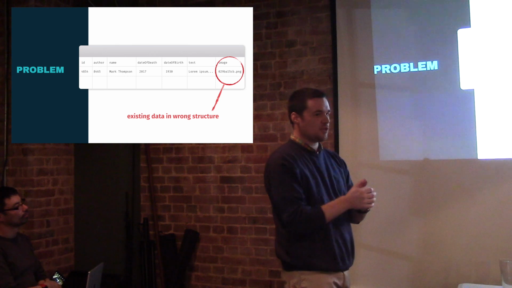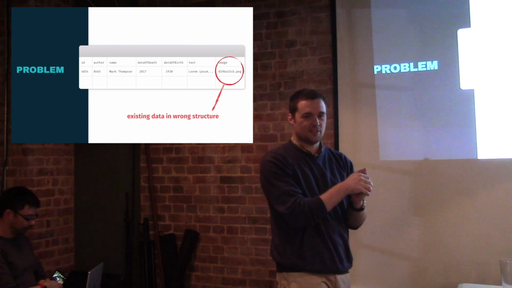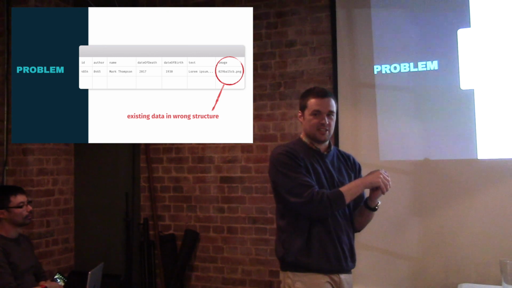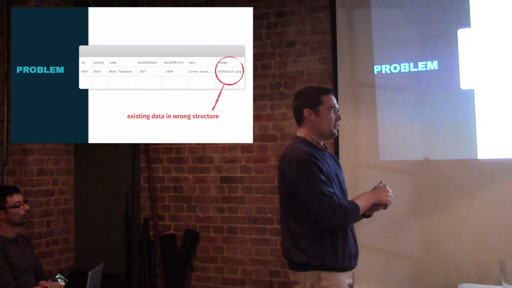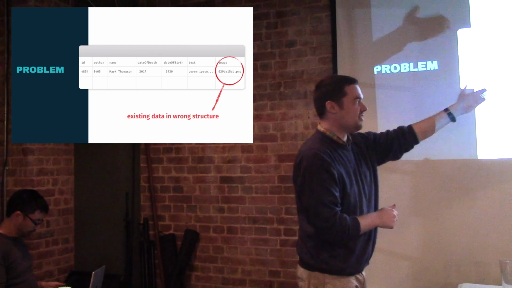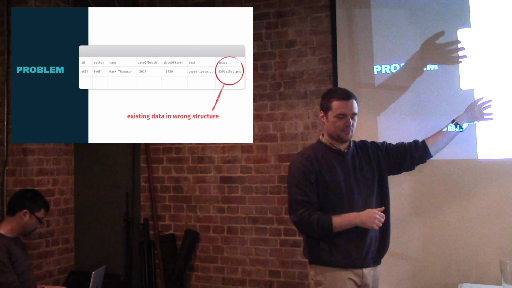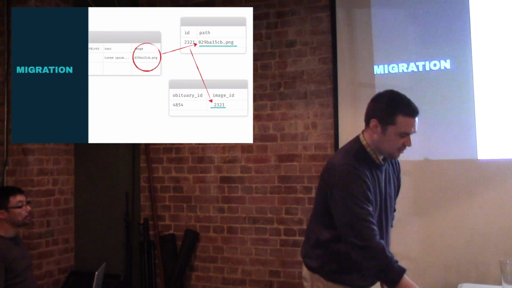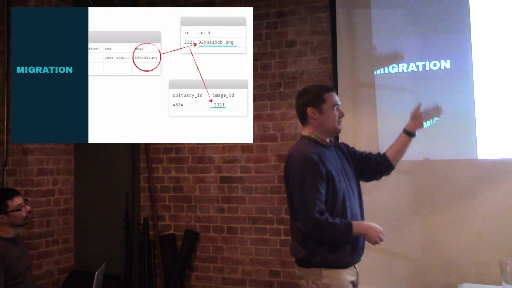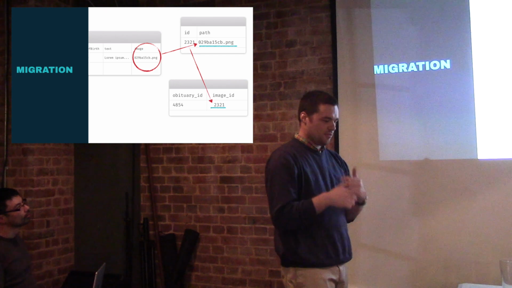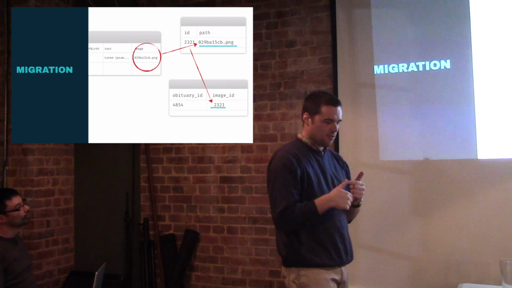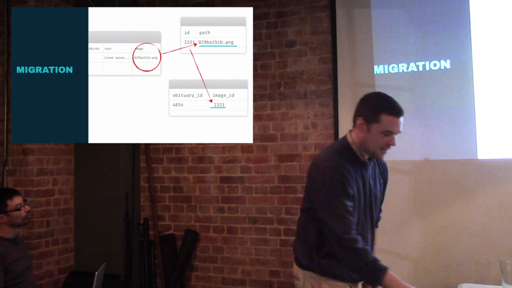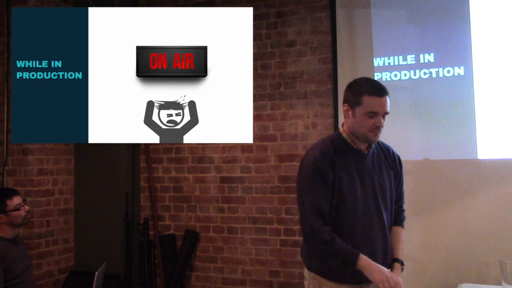And if you've already rolled out your product, you'll have data in the old database structure that is now wrong. So the image is in that column. How are you going to get that image, that path out, and migrate it to a new table? So that's what you do. You have to run a migration, run through all the data, and convert it basically into the new structure while you're in production.